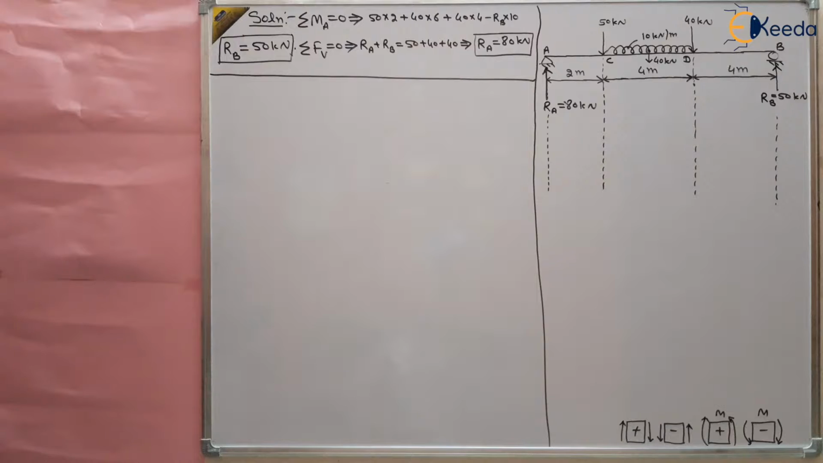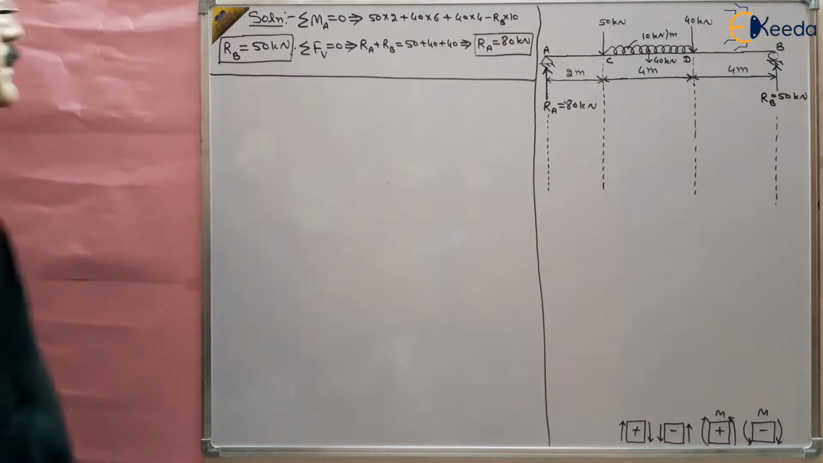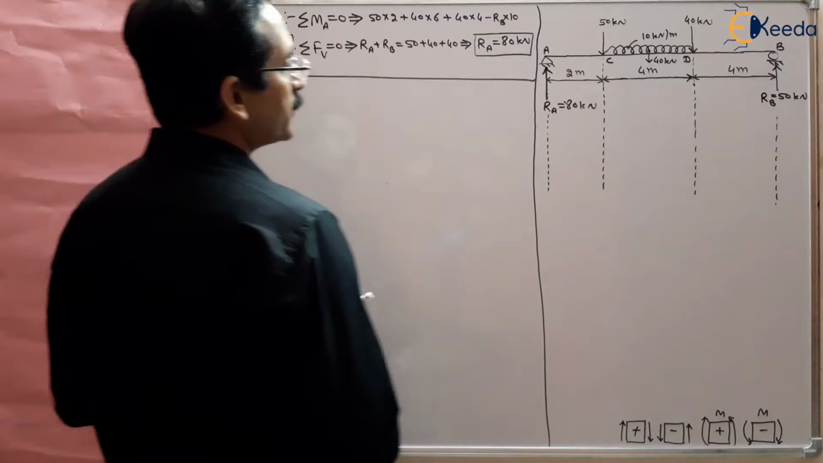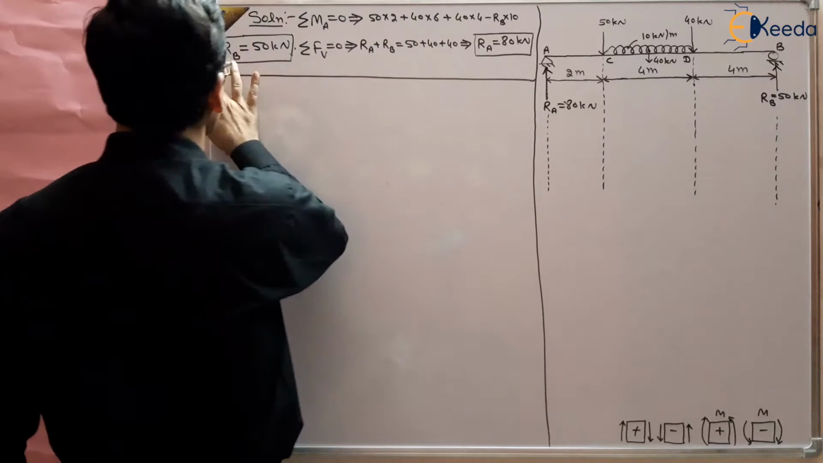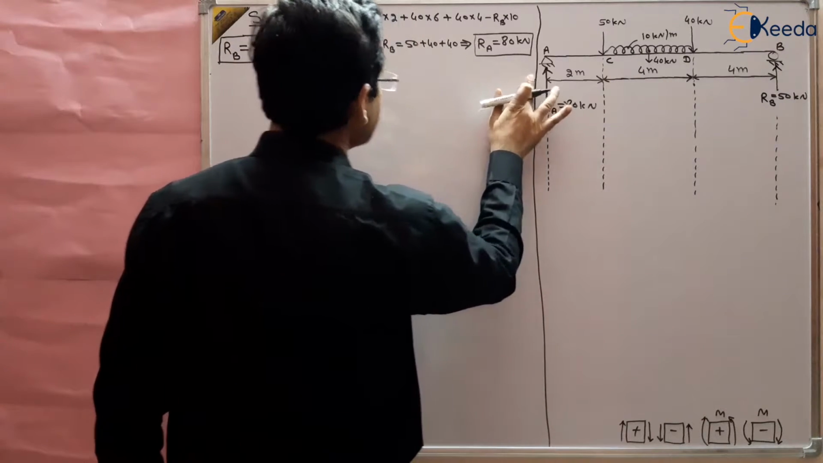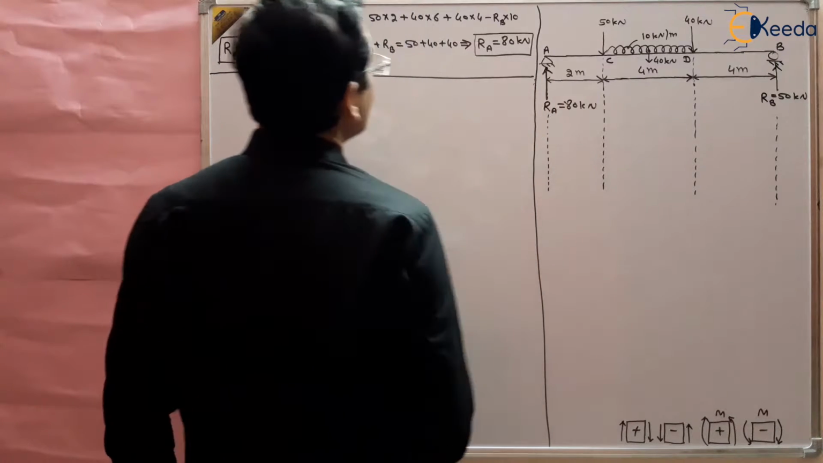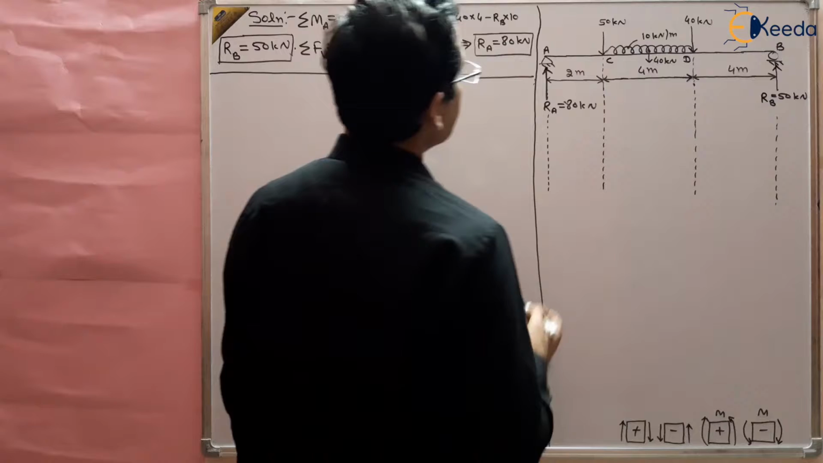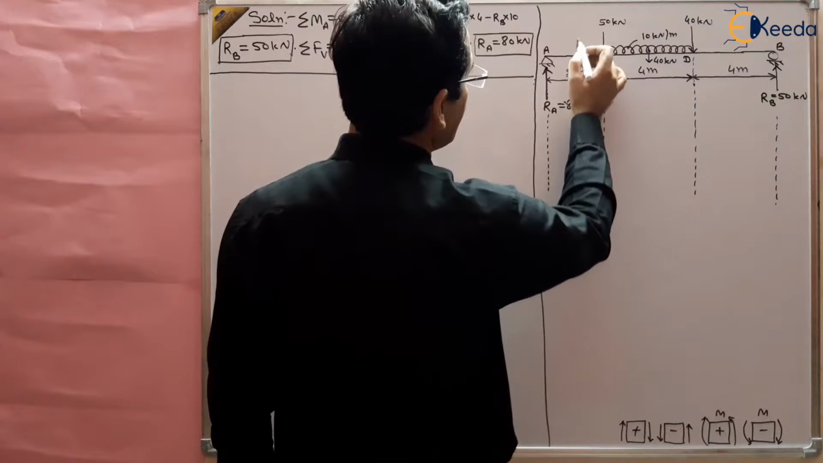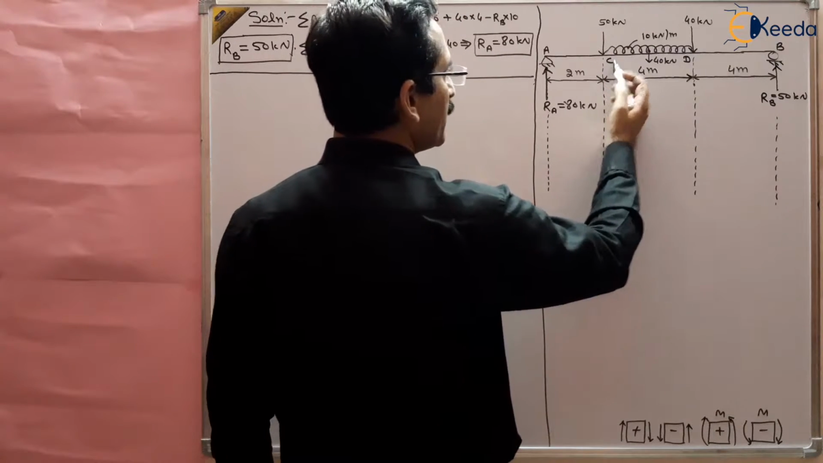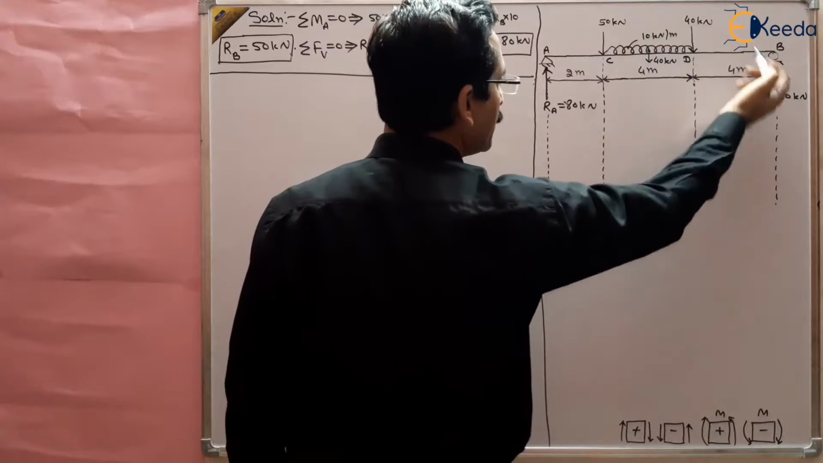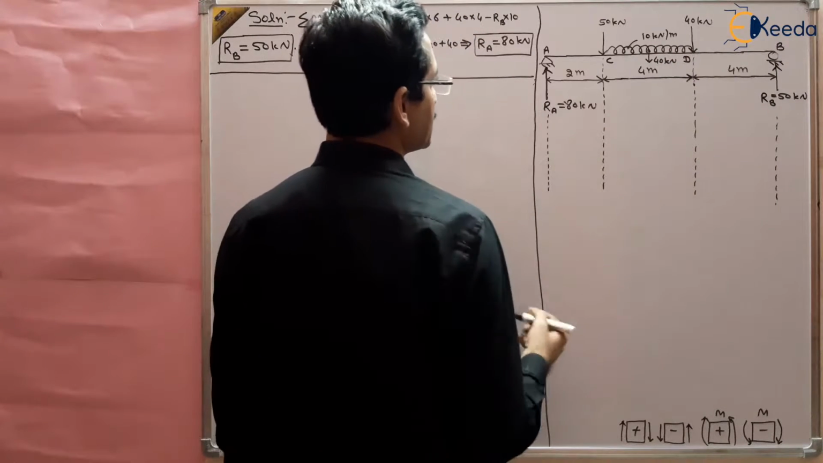Now, second part, finding the shear force of this simply supported beam. We have to take sections at different points. Let us take the first section between A and C, then the second section between C and D, and then the third section between D and B. We have to take the three sections, right?